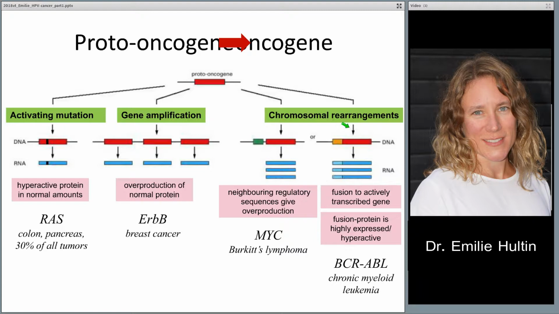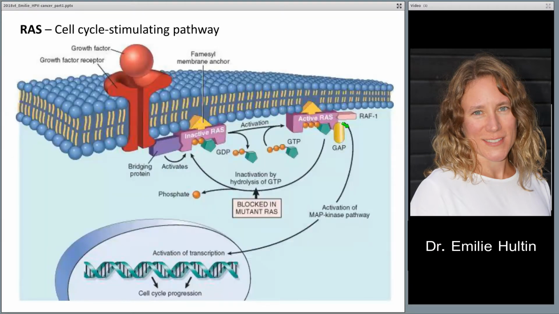There could also be another kind of chromosomal rearrangement, where we have a fusion gene, where this orange gene from another chromosome has fused together with the red gene and formed a fusion protein. And this fusion protein is either highly expressed or hyperactive. One example is in chronic myeloid leukemia, where the BCR gene is fused together with the ABL gene and forms a hyperactive protein.